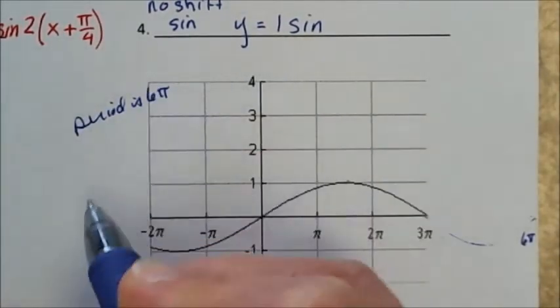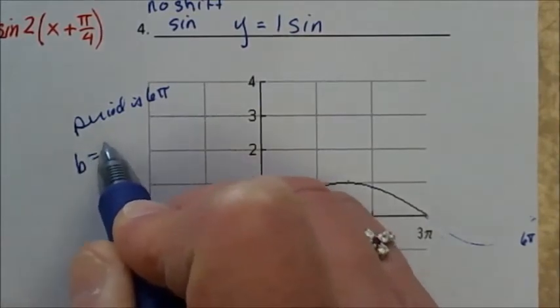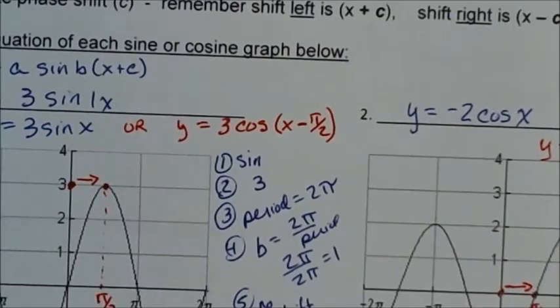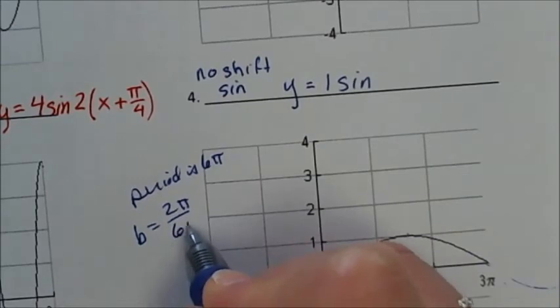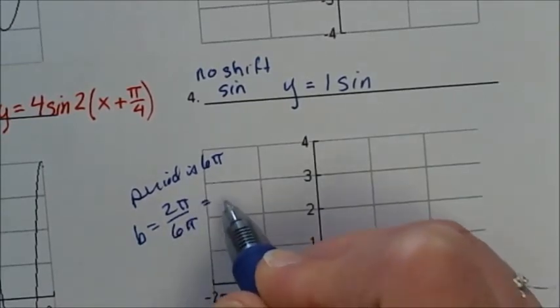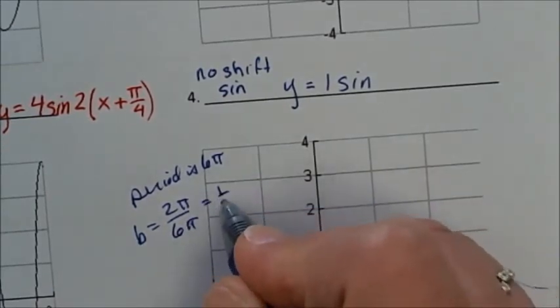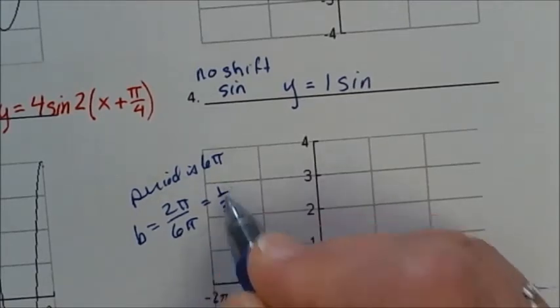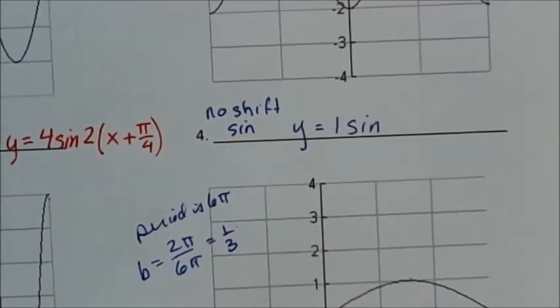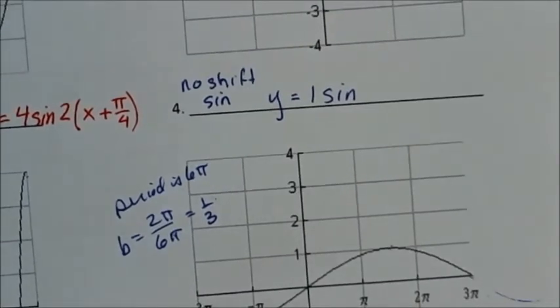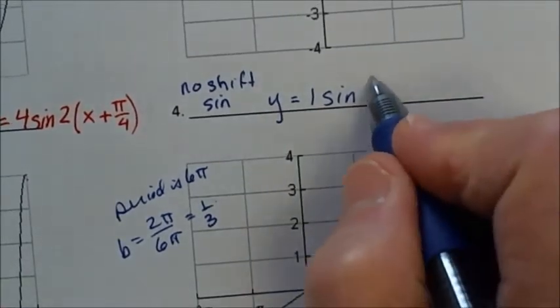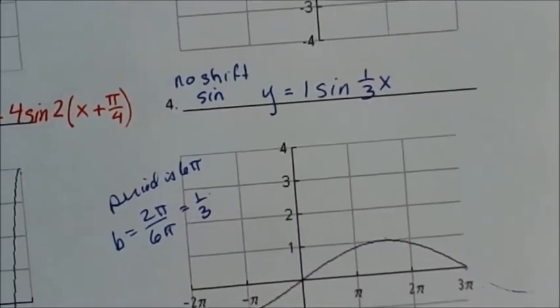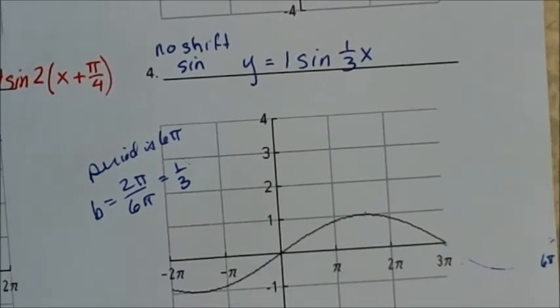All right, so our period is 6 pi. So now b would equal, again, just using the formula from up above, 2 pi divided by 6 pi. 2 pi divided by 6 pi is pi over 3, or 1/3 pi. I'm sorry, it's just 1/3. All right, so our b value is 1/3. So we have y equals 1 sine 1/3 x. That was our no shift sine curve.